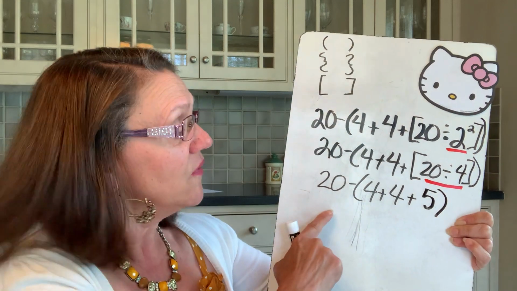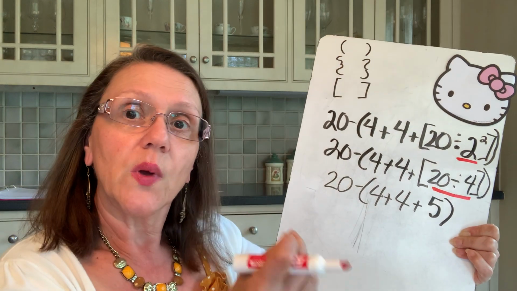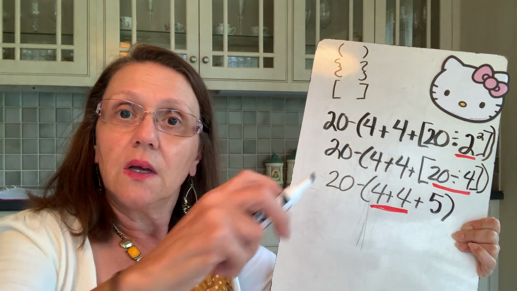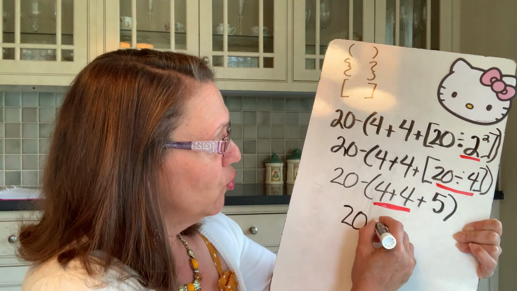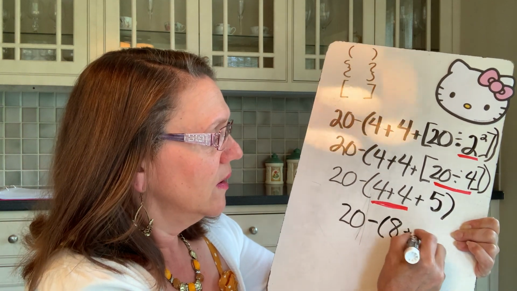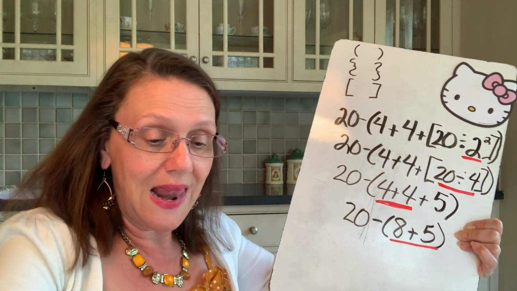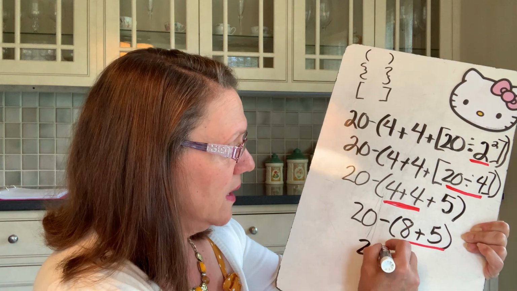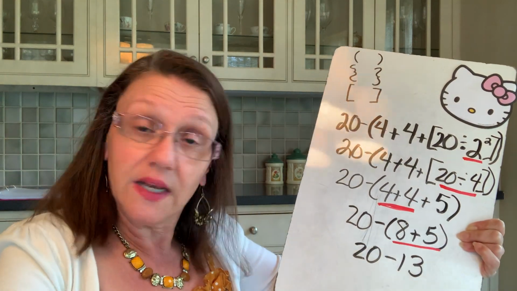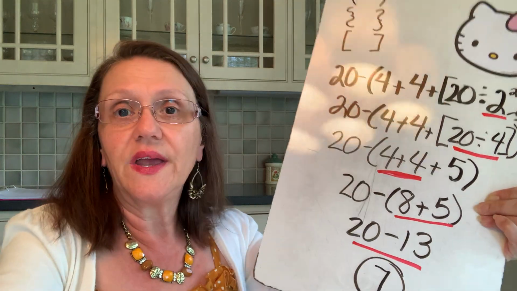See? I still have some parentheses. So the next thing I do is underline what I'm going to do. And first thing in my parentheses is this addition right here. I keep writing. Notice it's getting shorter and shorter and shorter until we finally have our final answer. 4 plus 4 is 8 plus 5. I'm almost finished with these parentheses. There's my last thing I'm going to do with them, which is 20 minus 8 plus 5, which is 13, until finally we get down to the end and we have our final answer.